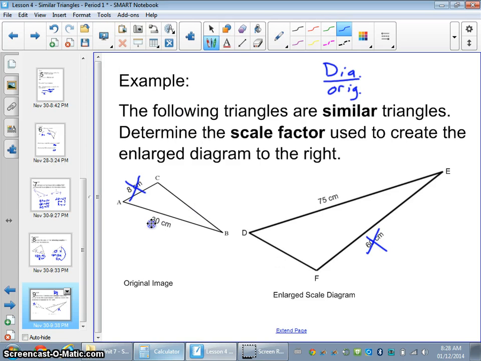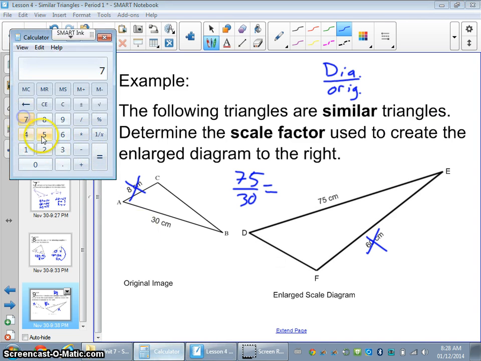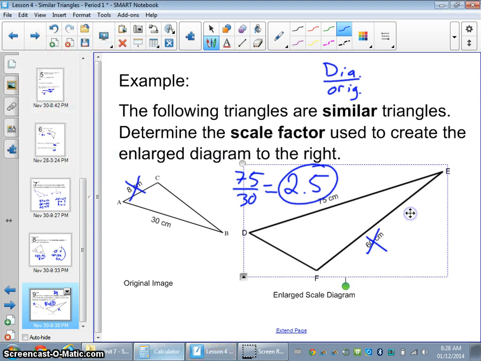So we compare the 30 centimeters here to the 75, again diagram, which is this one, over original. So we go 75 over 30. This will give us the scale factor. So we divide. We go 75 divided by 30, and we get 2.5. So 2.5, I'm recording a video. 2.5 is the scale factor used to create this large shape.